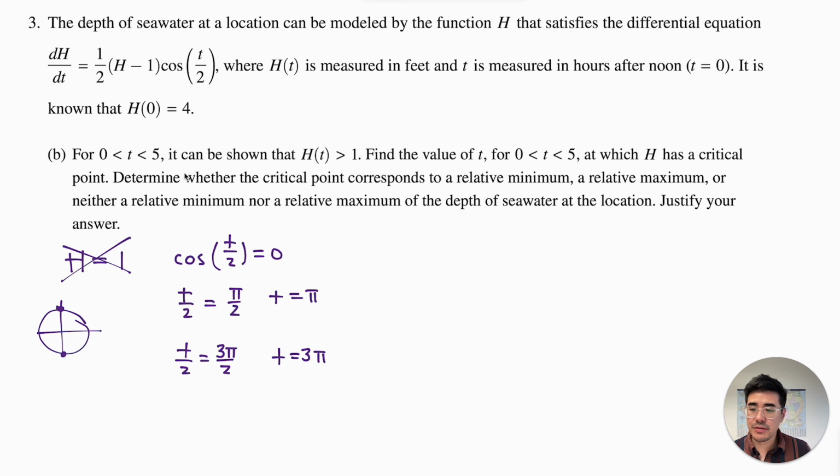Now thinking about our range of values, it says t is between 0 and 5. So 3 pi is a little bit too big, right? That's between 9 and 10. So this is another extraneous root. So the only critical value we have is where t is equal to pi.